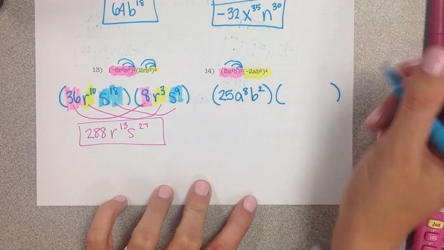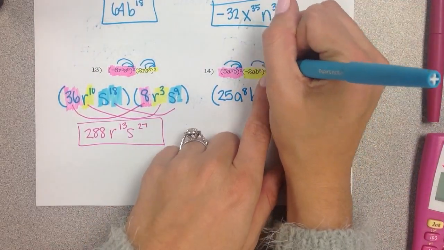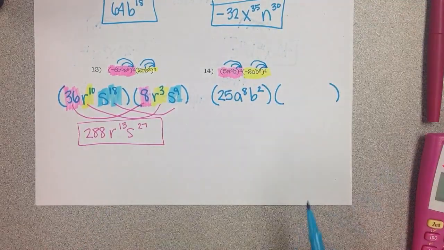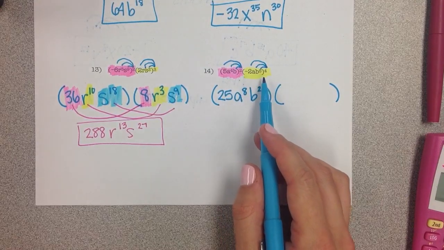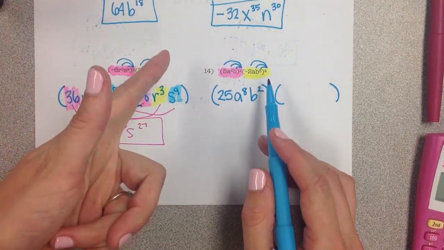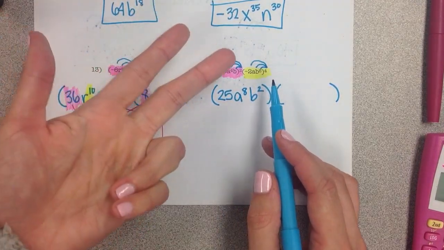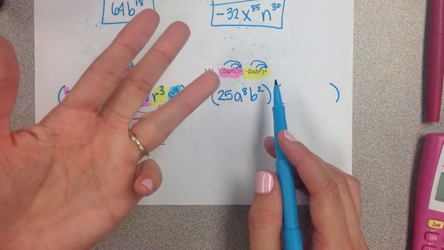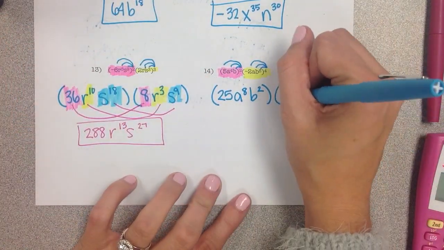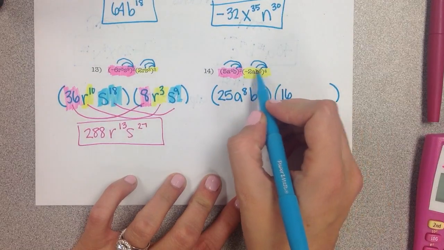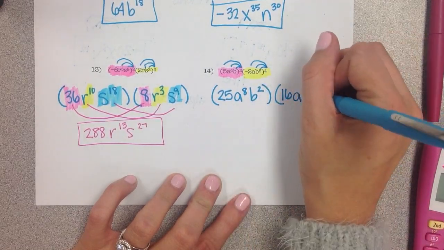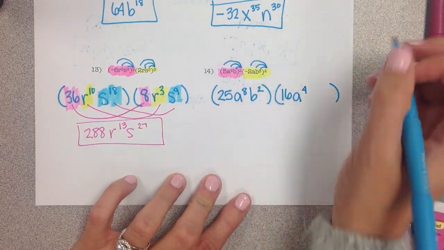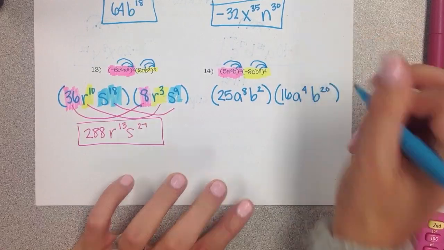Now we're looking at our second part. We're taking the 4 on the outside, applying it to all parts on the inside. Negative 2 to the fourth power. Negative 2 times negative 2 is positive 4, times negative 2 is negative 8, times negative 2 is positive 16. a to the fourth power is a to the fourth. b to the fifth to the fourth, 5 times 4 is 20.